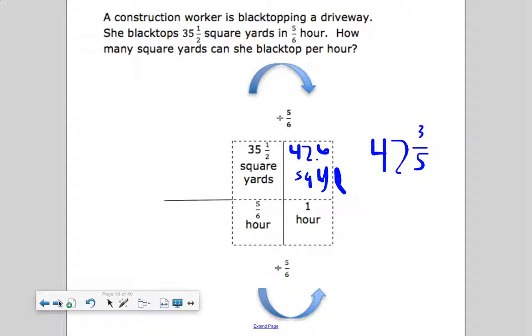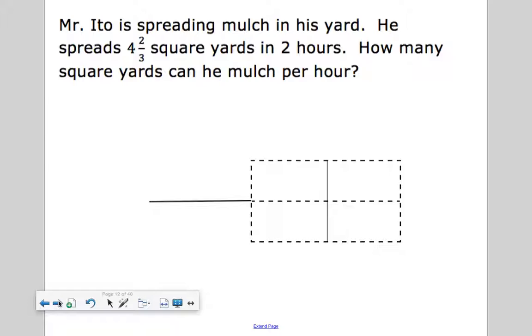Let's practice several more examples. Mr. Ito is spreading mulch in his yard. He spreads 4 2/3 square yards in 2 hours. How many square yards can he mulch per hour? So if you like the bar diagram, he has 4 2/3 square yards. That takes him 2 hours. But I want to find out how much mulch per hour. Each hour, 1 hour. So I need to split it into two equal groups.